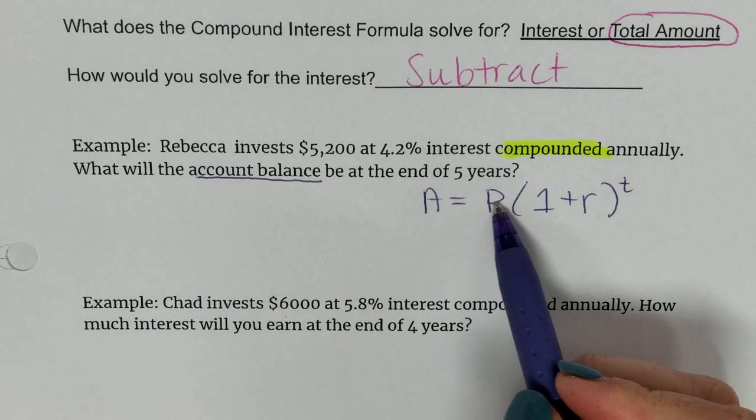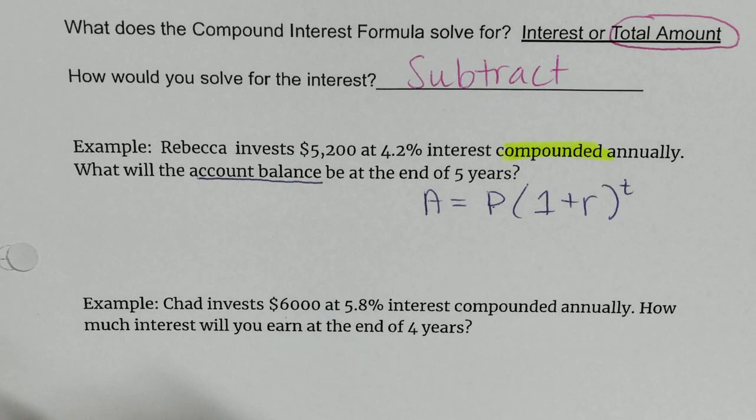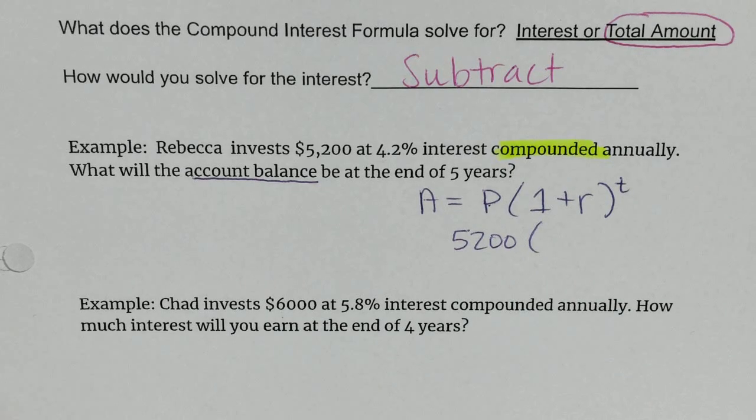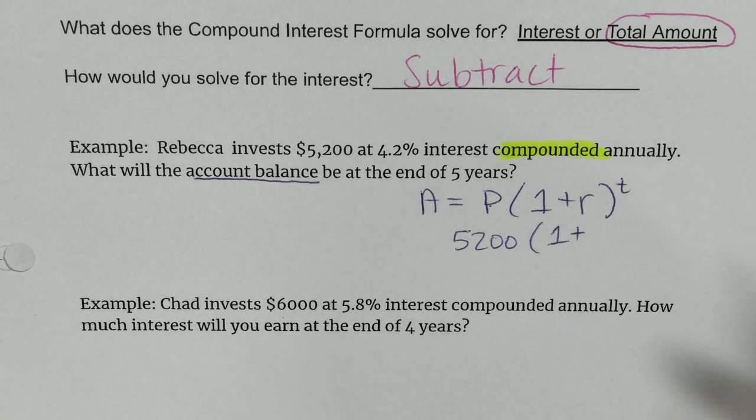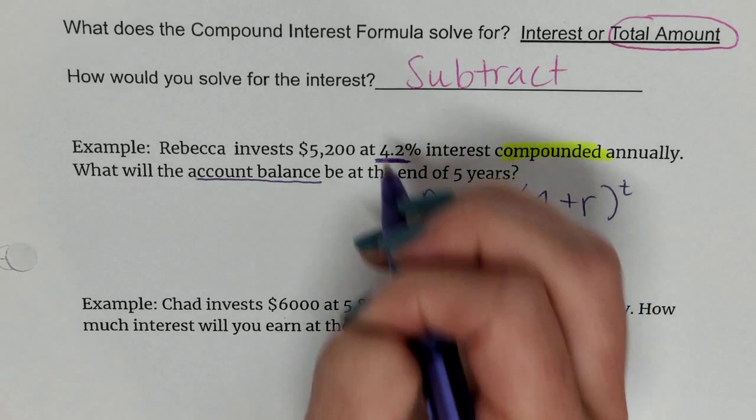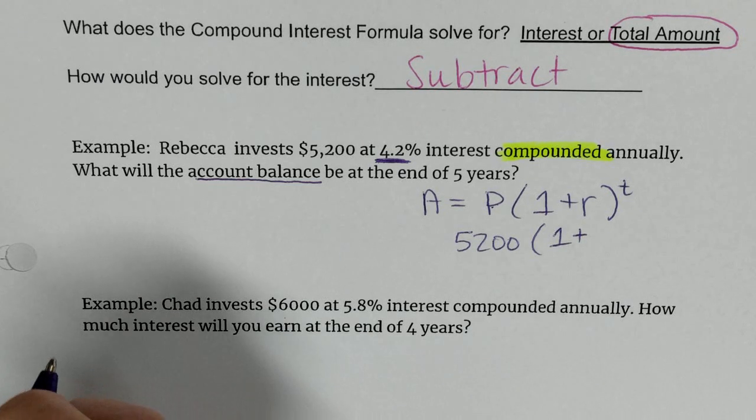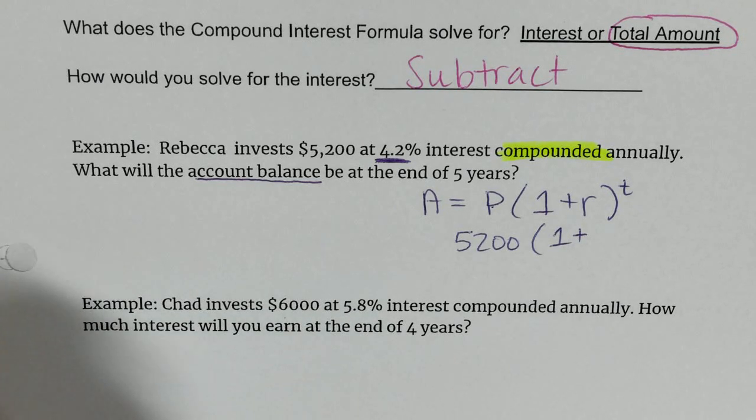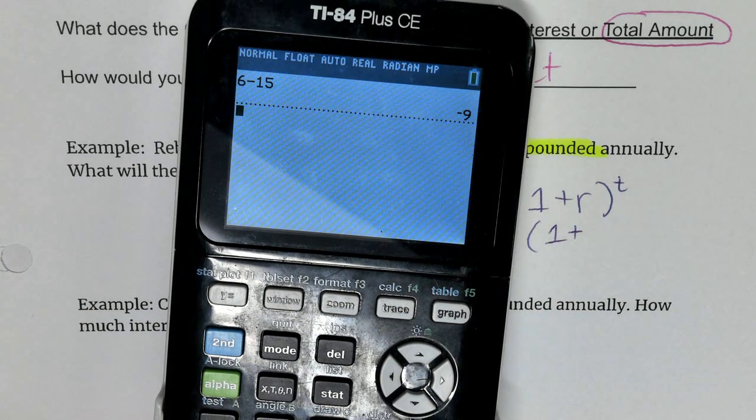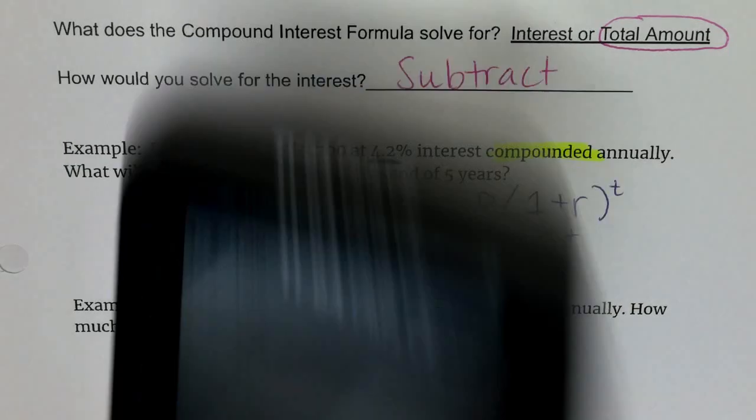What does P mean? Principal, starting amount. How much money is she starting with? 5,200. Write it down. Open parentheses, 1 plus. What is the rate that she's getting? What do I have to change that to? Is it already a decimal? If it has a percent sign, you have to put it over 100. So let's go see what that is. 4.2 over 100 is 0.042.